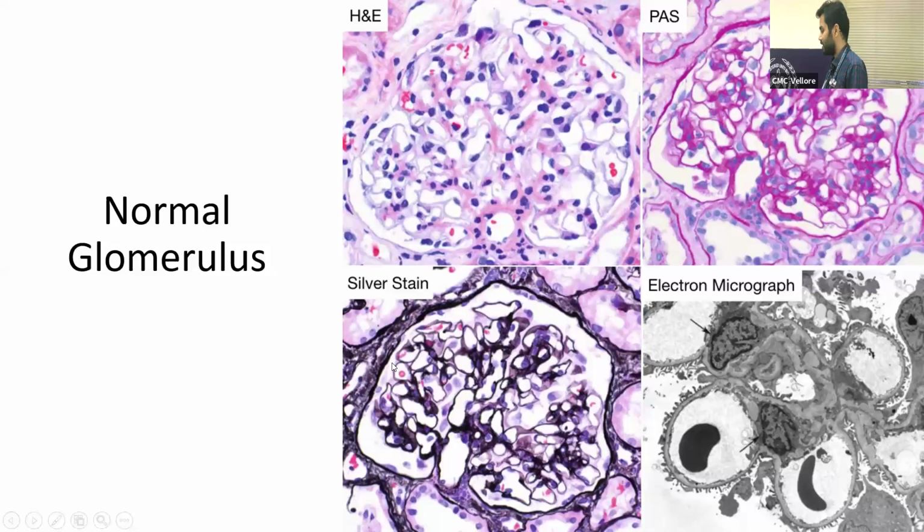This is the silver stain, also useful to pick up the matrix as well as the membranes. So it will show a dark black color here in the silver stain. This is an electron microscope picture.